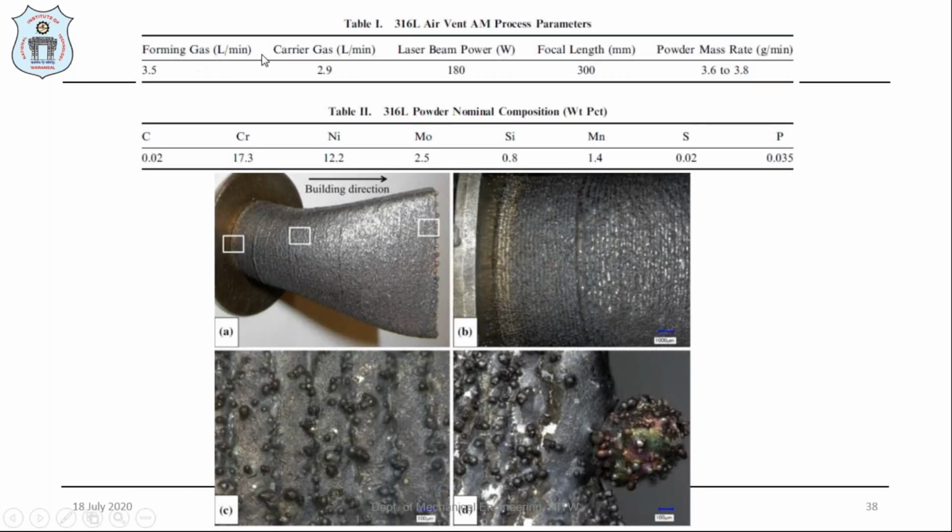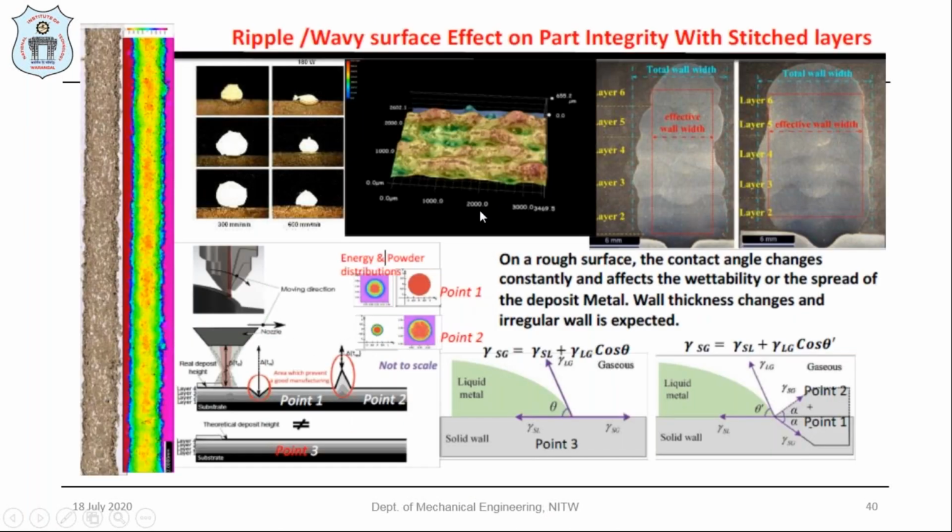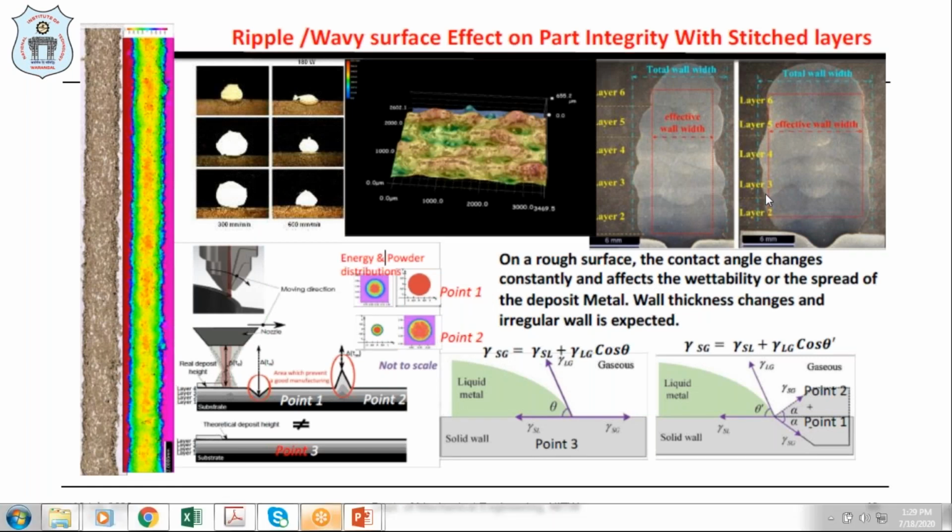You can see here these are all the process parameters which we used, the gas pressure as well as the powder flow rate, and in this build direction you can see how the surface roughness is. There is sticking of unmelted powder particles in the fabricated components, and there are some balling effects in the end layers, the final layers, because we are melting at very high speed with a low laser power. In that case, we get these types of defects in the fabricated components. And another major issue is the ripple or wavy surface effect on the part integrity with stitch layers.